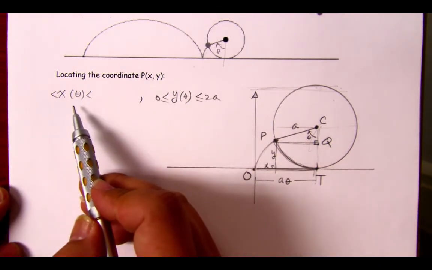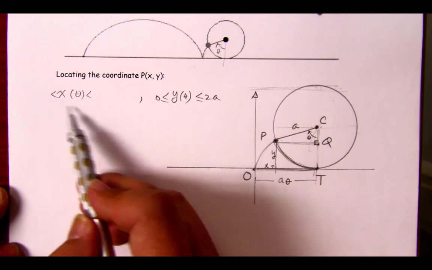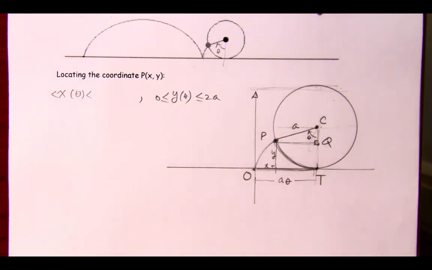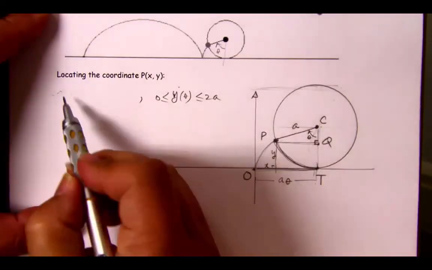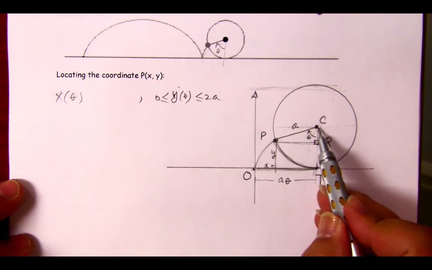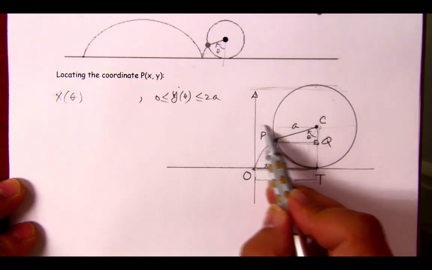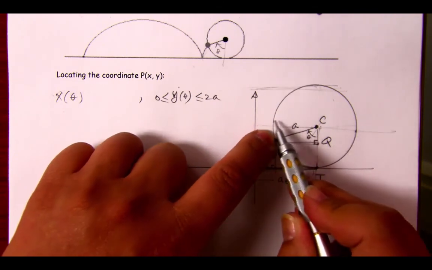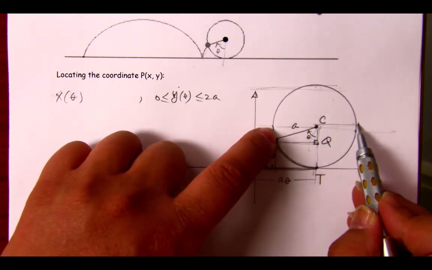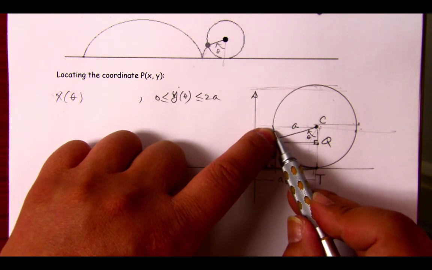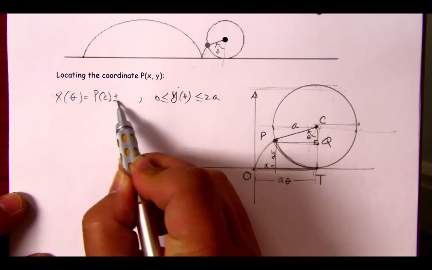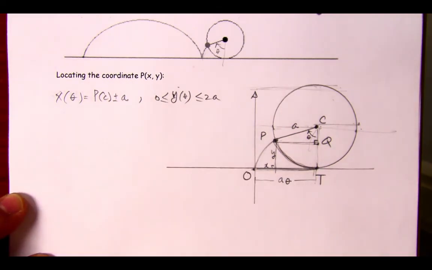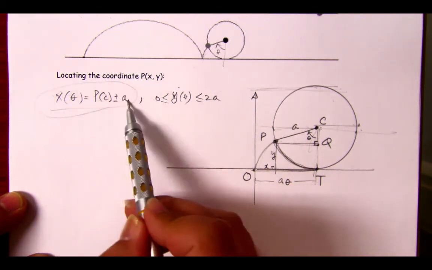Now this is slightly trickier, right? So instead of looking at it this way, you have to be careful how you look at this thing. For x of theta, what you should be looking at is the center position, as it's moving along. It could go either to positive a or negative a. Is that making sense? So let's call this the center position C, plus or minus a. Okay?